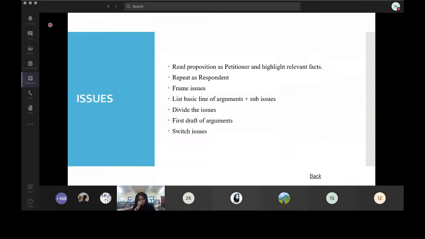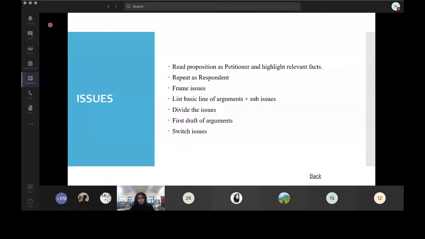The issues. So read the proposition, like I've said, and highlight the relevant facts. Repeat it as a respondent. Sit with your teammates, brainstorm, frame issues, or if the issues have already been framed, you're lucky. Or else you have to frame the issues for a problem.